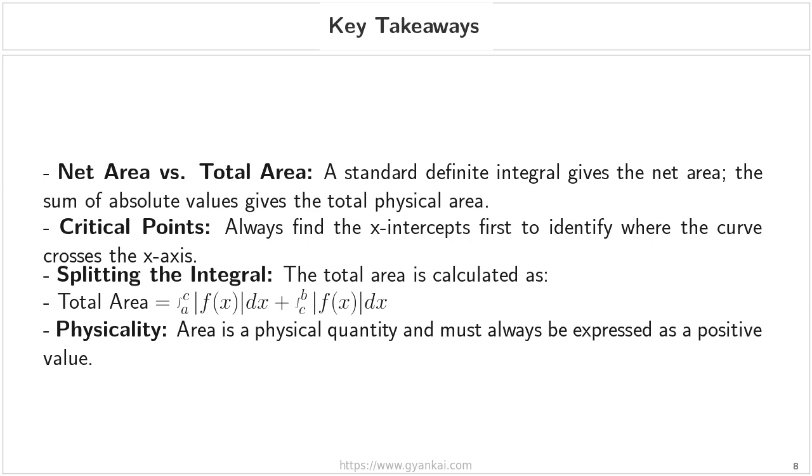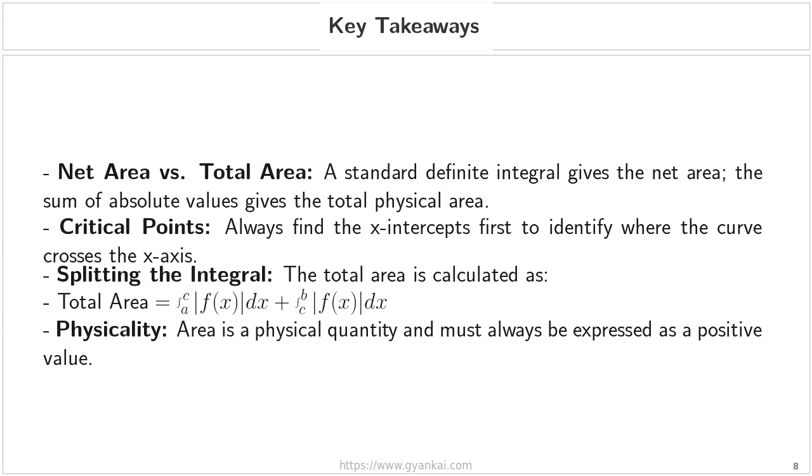Finally, always keep the concept of physicality in mind. In mathematics, an integral can result in a negative number, but in the real world, area is a physical quantity. Therefore, your final answer for a total area must always be expressed as a positive value.